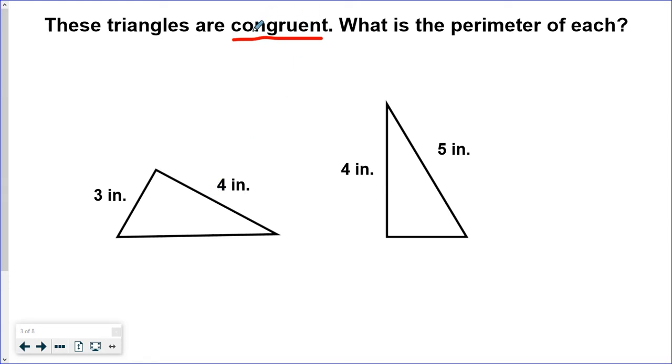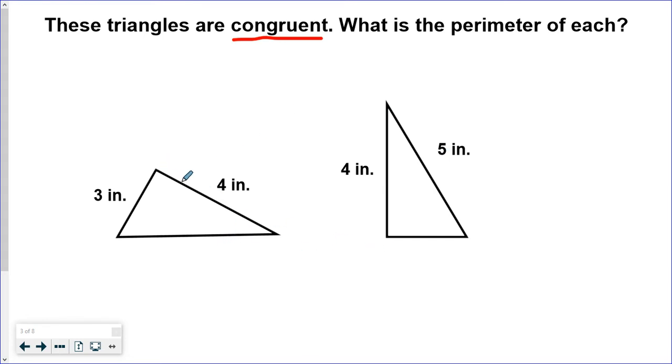So now what we have to do is figure out the missing numbers, because this side right here doesn't have a number, so I'm trying to figure out this one. And over here, this one doesn't have a number to it. But we can use these two triangles to help us figure out the missing numbers.